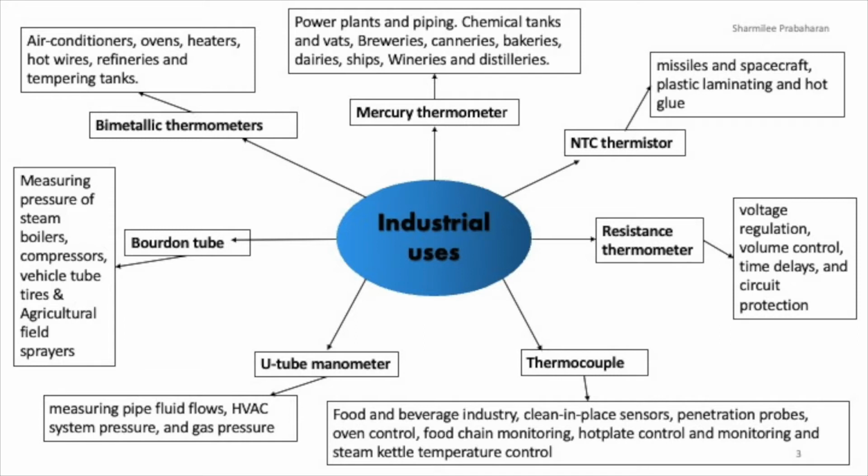As for pressure, Bourdon tubes are the most commonly used ones in the industry. This is because of its high accuracy, low cost, and safe aspect even for higher pressures. Applications of these include measuring pressure of steam boilers, compressors, vehicle tube tires, and agricultural field sprayers.